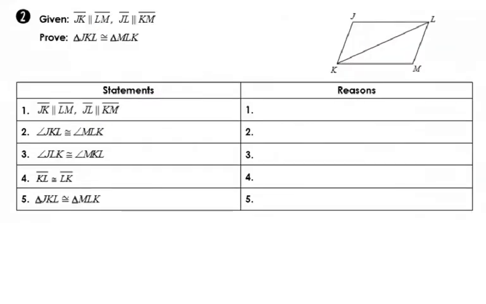So first thing, super easy, we're going to state the givens, and there's 2 different givens. Well, there's one given, but there's like 2 things going on. So it says that JK is parallel to LM, and then it also says JL is parallel to KM. So we're talking about parallel lines.